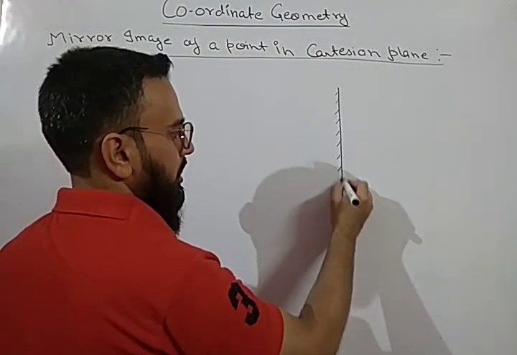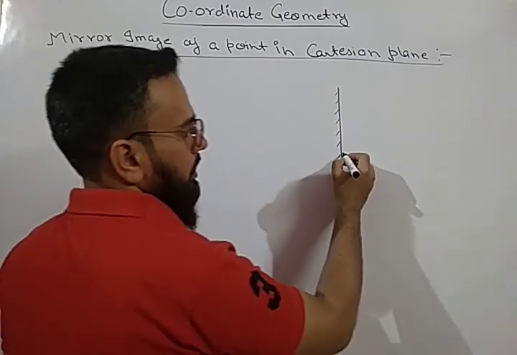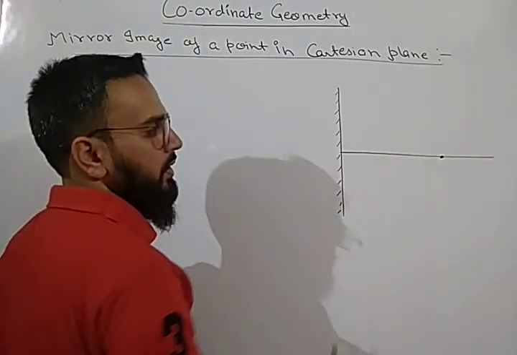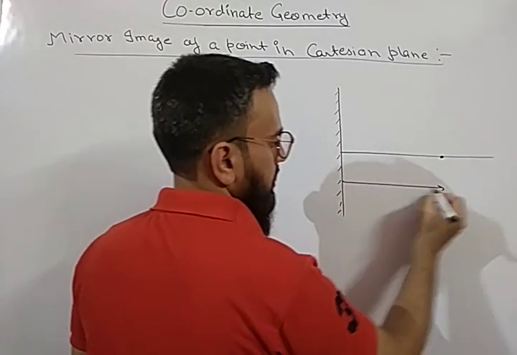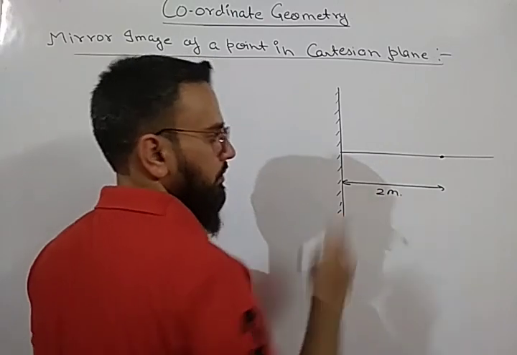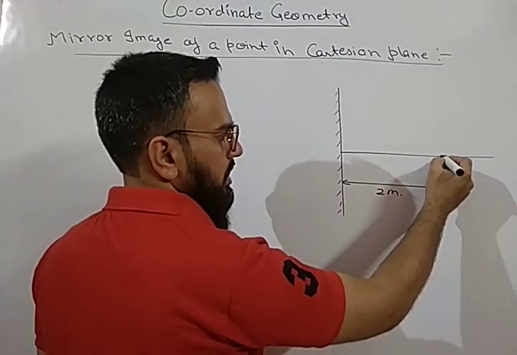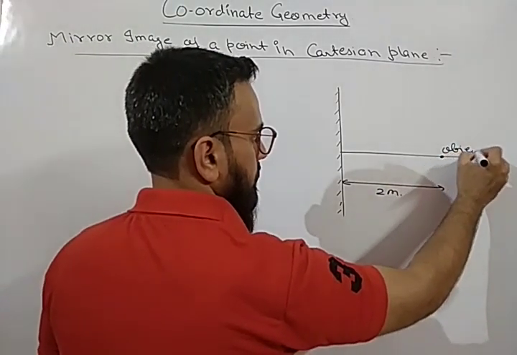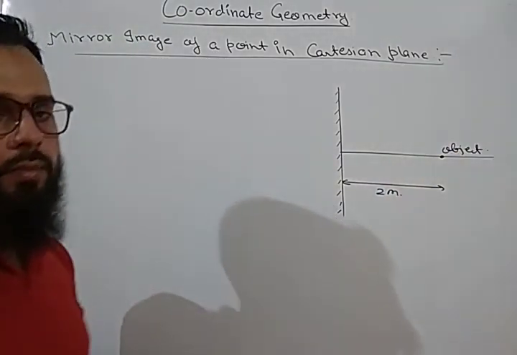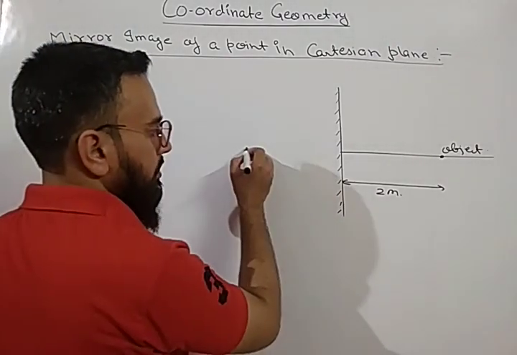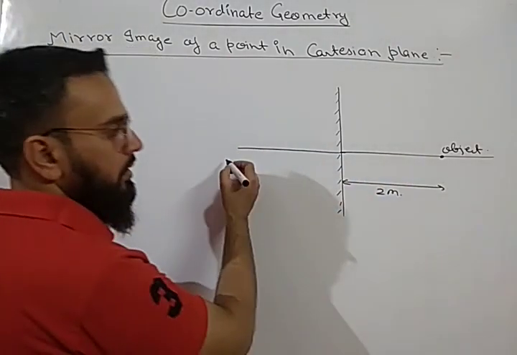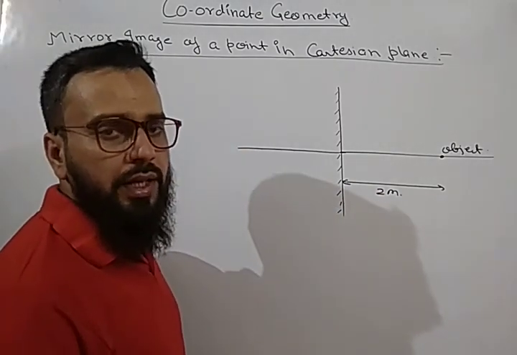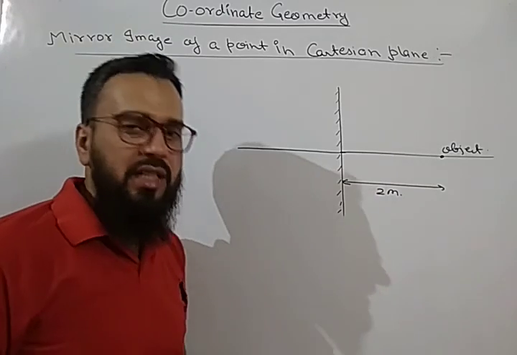Suppose this is our plane mirror. Okay, and suppose an object is placed at this point, and let us consider this distance is 2 meters. So this is our object. So where does the image form? The image is formed on the same line at the same distance behind the mirror. Okay, this is the concept of formation of image from a plane mirror.